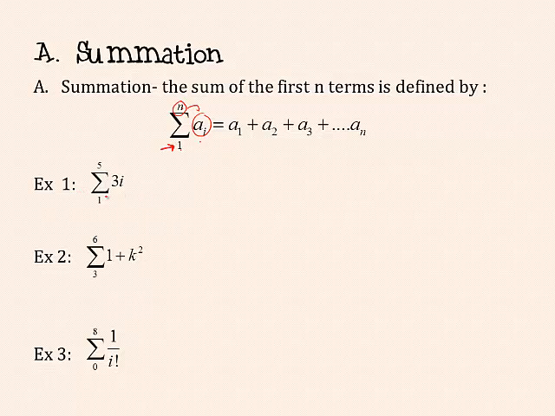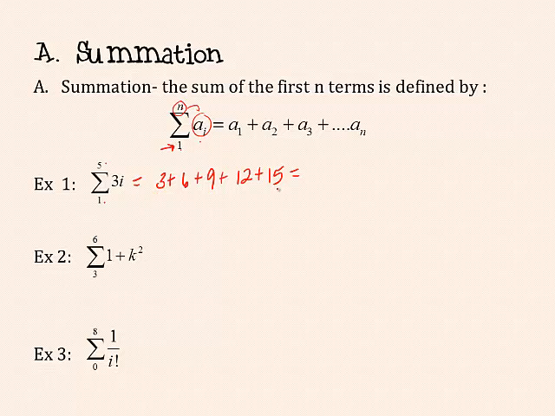With example 1, I'm going to start with a 1, end with a 5, but I'm going to be adding up my results. So let's just think about this. Plugging in 1 first, 3 times 1 is 3. Done. Move to 2. 3 times 2 is 6. 3 times 3 is 9. 3 times 4 is 12. 3 times 5 is 15.